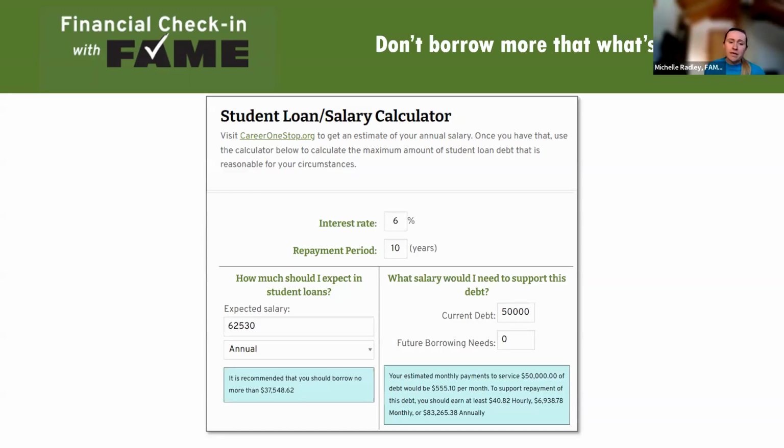Another way to look at that is if you've already borrowed money, you can enter that information into this calculator as well. And it'll tell you what type of salary you would need to be able to comfortably support that amount of debt. We do recommend that it's never more than 8% of discretionary income. So definitely something to be aware of. But really great information goes along with this calculator. And again, it's right on our website.